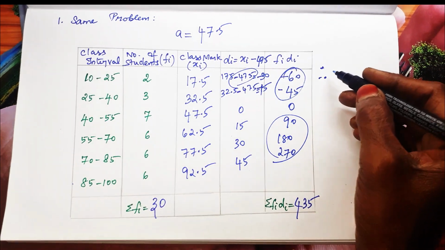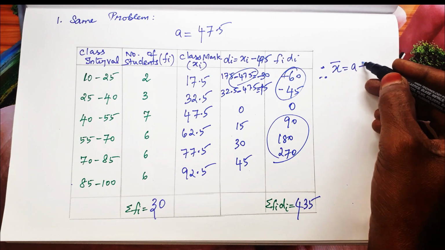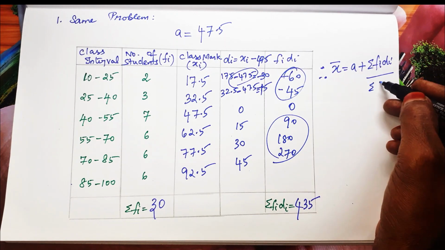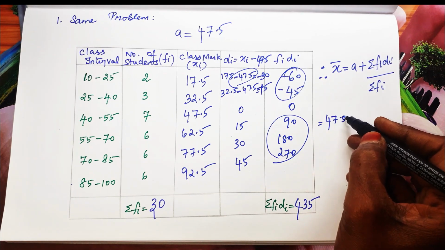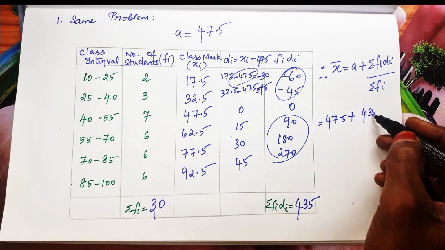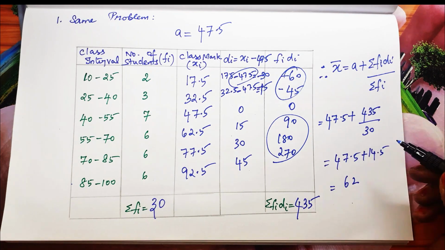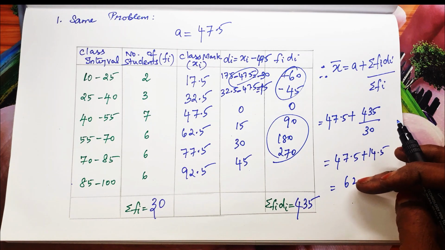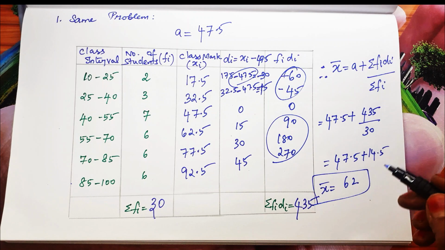Therefore, arithmetic mean x bar is equal to a plus summation fi di by summation fi. What is our a? We have taken 47.5 plus summation fi di is 435 by 30, which is equal to 47.5 plus 14.5, which is equal to 62. Therefore, x bar is equal to 62. Is it clear?